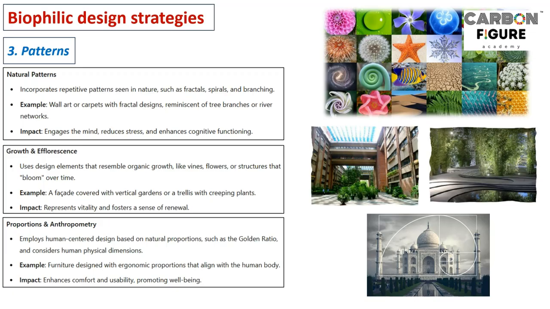So normally the mouse we use will have a typical shape, but if you Google ergonomic mouse, or ergonomically shaped mouse, it would be of different shapes, which are completely available on Amazon and Flipkart, where the design of that mouse will make you feel comfortable while using it or putting your hands over it, right. What's the impact? Enhances comfort and usability, promoting well-being, right.